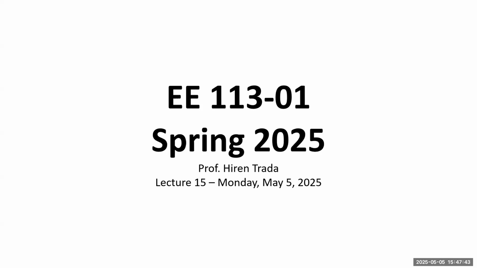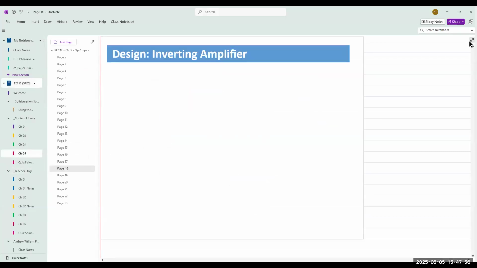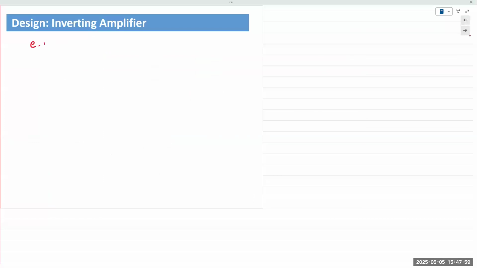So for instance, let's bring up the notebook. If you're talking about the inverting amplifier, the design of an inverting amplifier would need an output goal. The output goal would be the gain of the amplifier. So the requirement would be given, and that's of course how all systems would work.